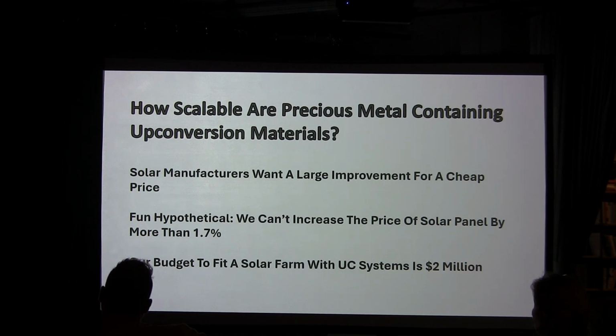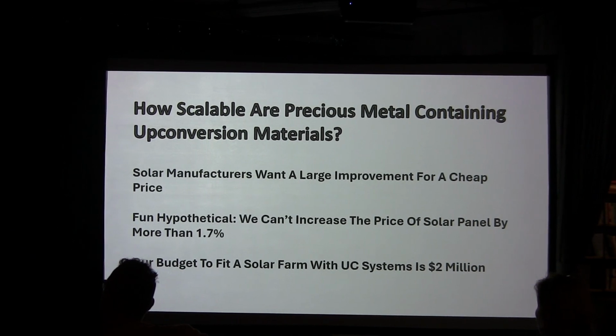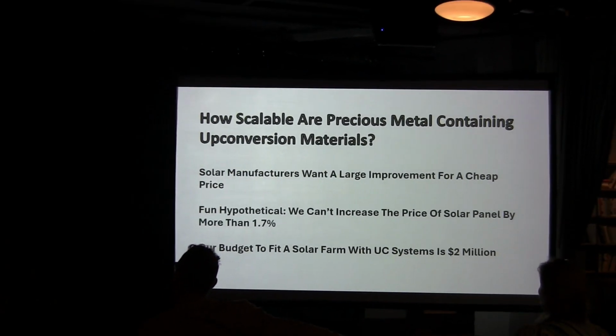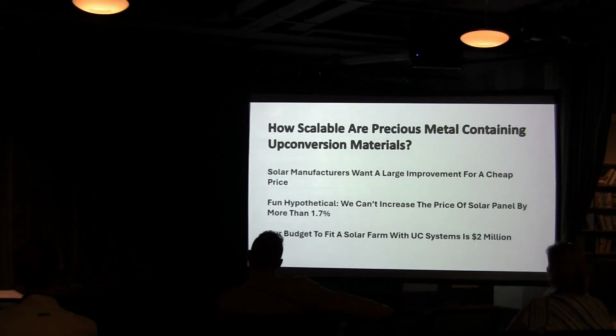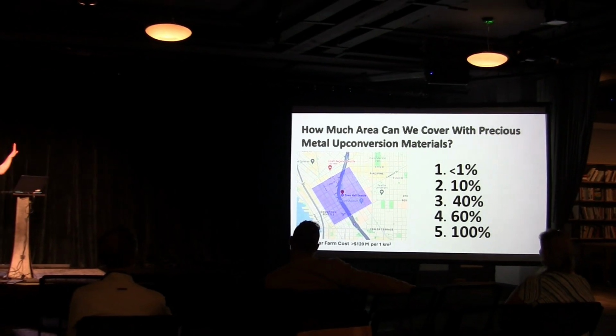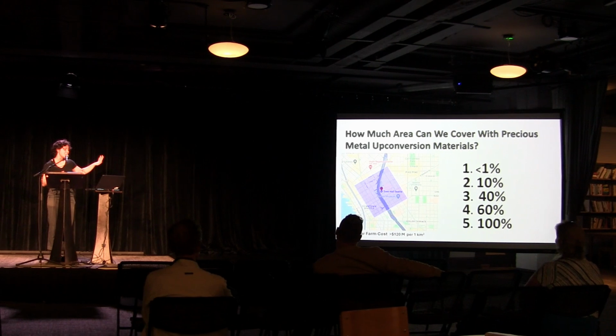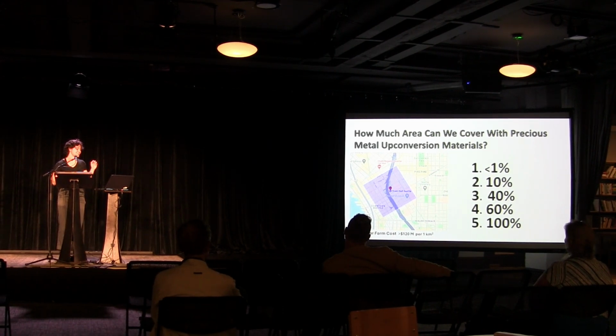We have to limit the cost increase of the solar panel to just under 2%, which comes out to a budget for us of about $2 million. So let's say we get approved to cover this square kilometer covering Town Hall with solar panels fitted with the cheapest precious metal upconversion systems. How much area do you think we could cover with our $2 million budget using this platinum upconversion system?